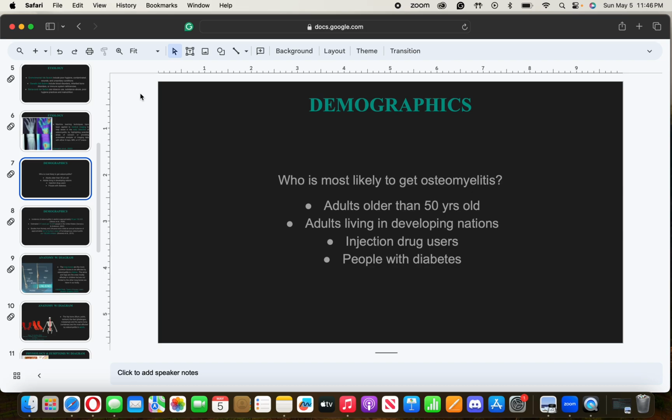The demographics that are most likely to develop and acquire osteomyelitis are adults over the age of 50, adults living in developing nations, drug abusers, intravenous drug abusers specifically, and people with diabetes.